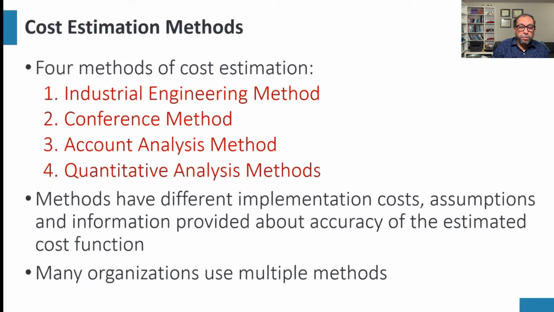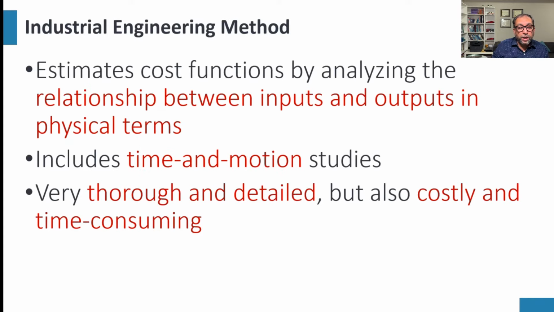These methods have different implementation costs, so all four methods have a different implementation cost based on which method we are using, along with the assumptions and information provided about the accuracy of the estimated cost function. Many organizations use multiple methods, not just one method. So the first method we discuss is the industrial engineering method.